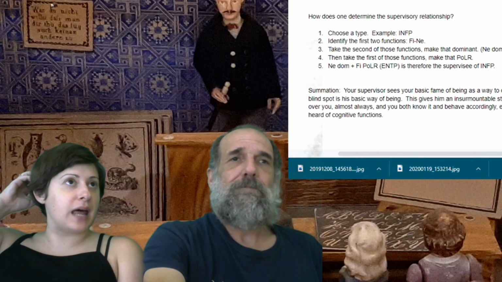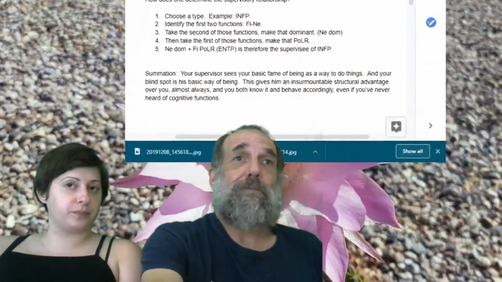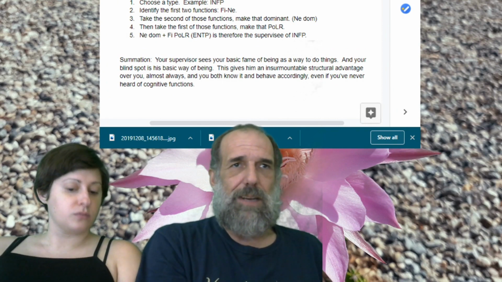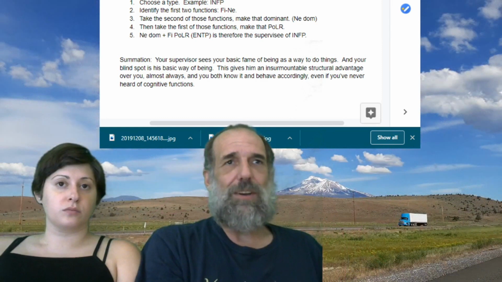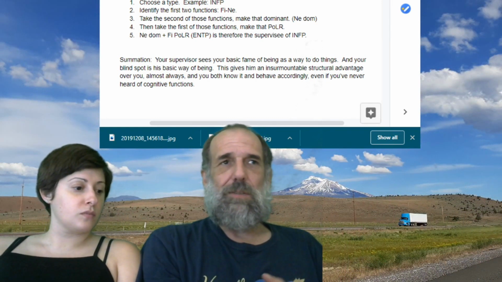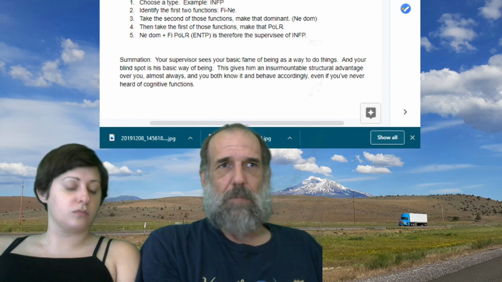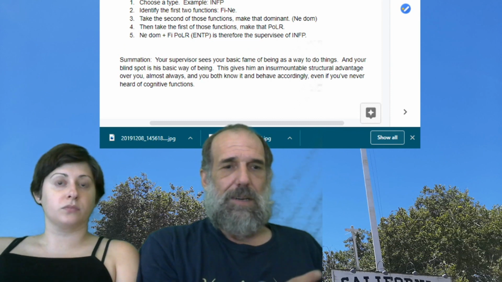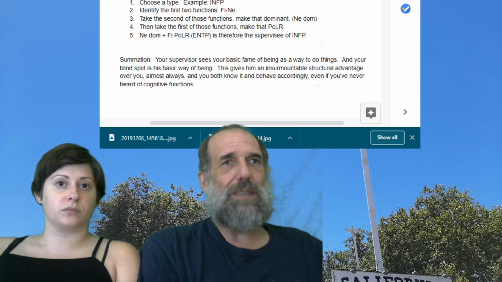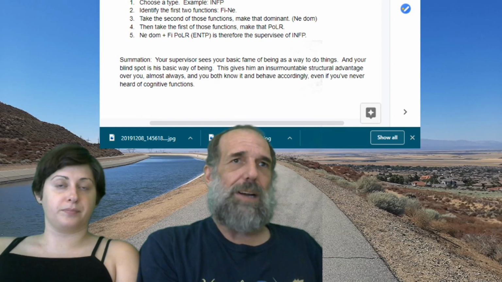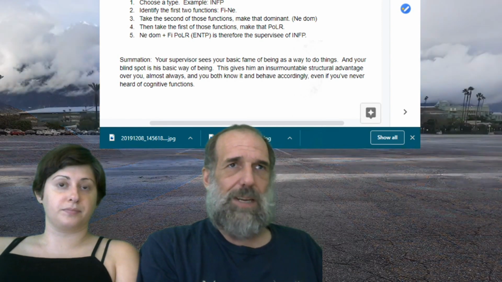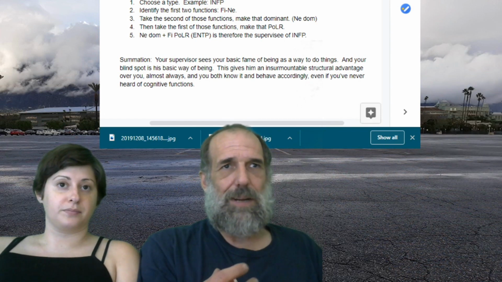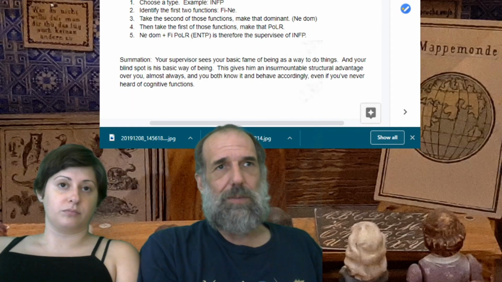Okay, so how would that look? Well, it basically plays out like this. Your supervisor sees your basic frame of being, namely your dominant function, as just a way to do things. So, for example, Rachel's basic frame of being is Ni, which means she goes through life in a universal knowledge frame. But for her supervisor, they're just going to see that universal knowledge frame as a tool to get things done. The blind spot is that supervisor type's basic way of being. So where you're always missing all the data, not picking up on it, not using an intentional manner appropriate to circumstances, your supervisor type will always be perfectly at home.